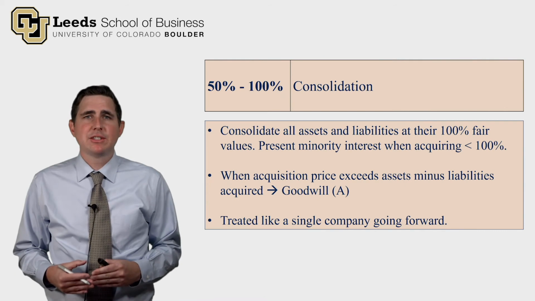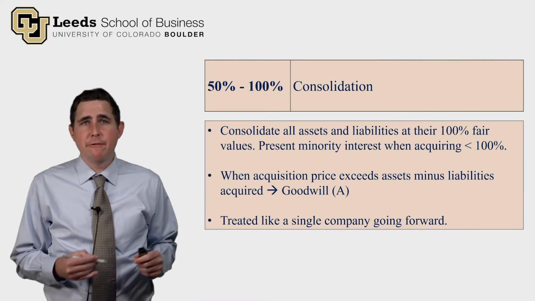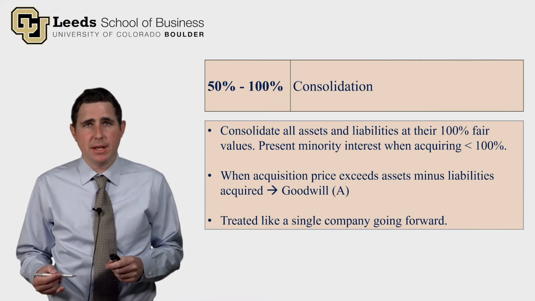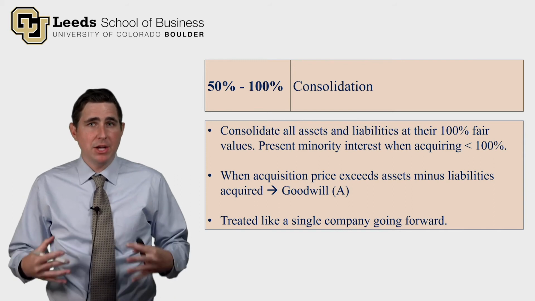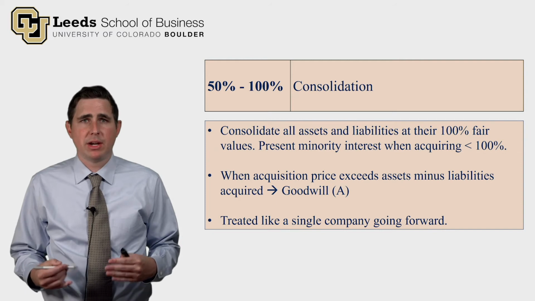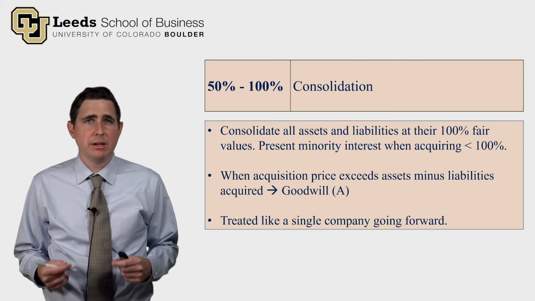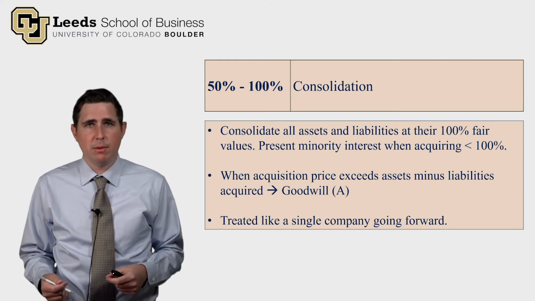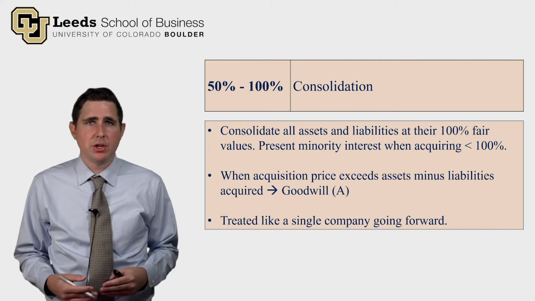Okay, finally, let's go through the accounting method when we acquire 50% to 100%. This is a major investment in a company, and we're using the consolidation method of accounting. This is going to be significantly different from the fair value method and the equity method. How do we do a consolidation?